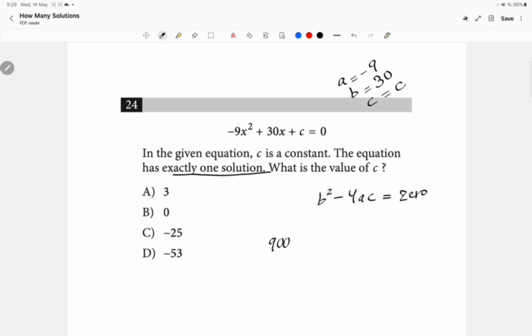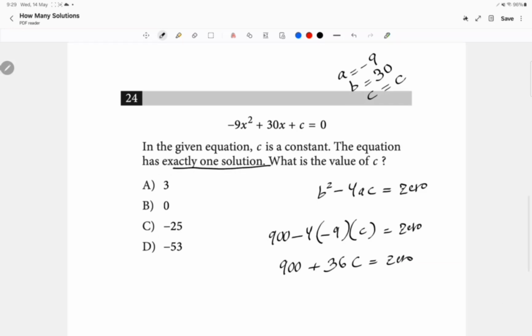So 900 minus 4 times a times c is equal to 0. So 900 plus 36c is equal to 0. So c is equal to 900 over negative 36, which is negative 25. So the answer is going to be choice C.